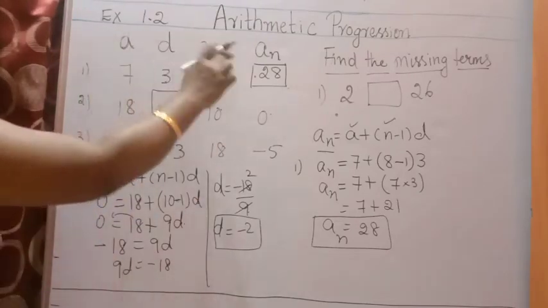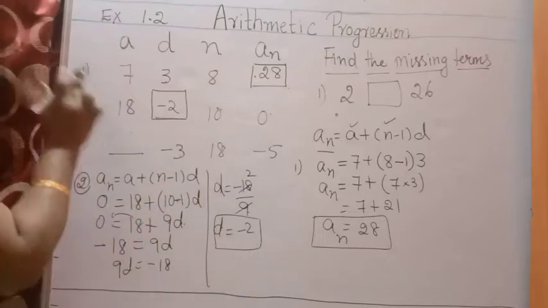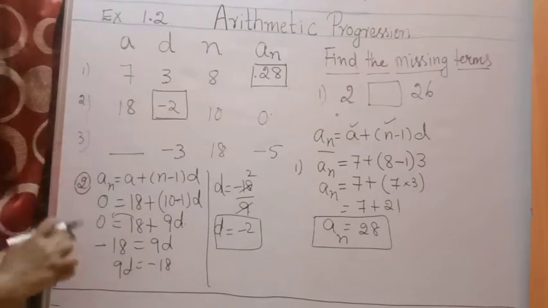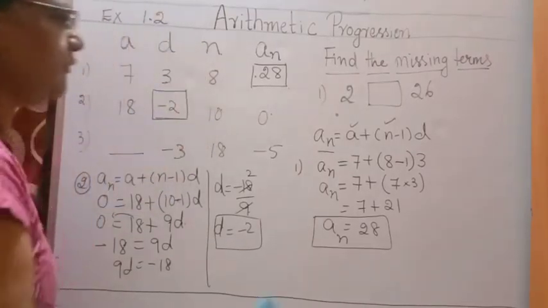In the third problem, they have given the value of d, n and an. You have to find a. Okay, for that I am going to rub this.